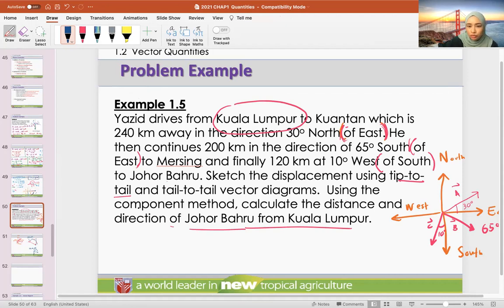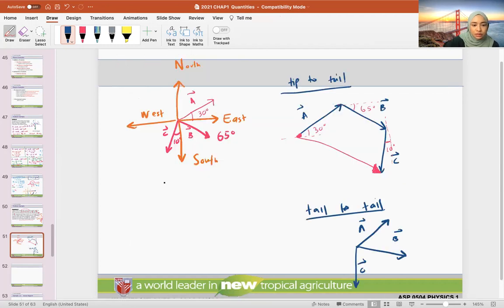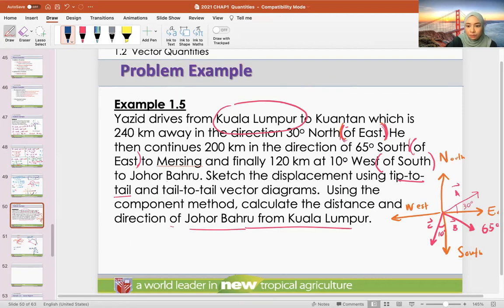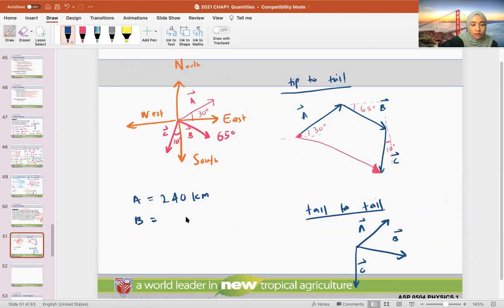So it's 240, 30 north of east. So A vector is 240 kilometer. And then the B vector is 200, and then C is 120.